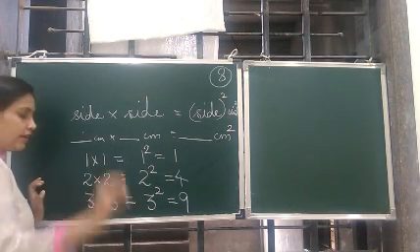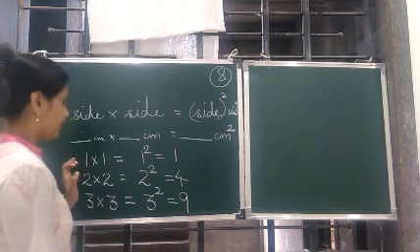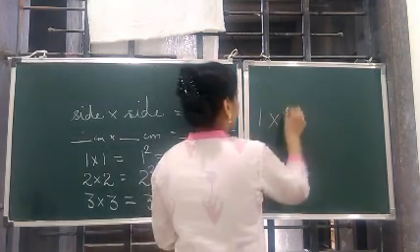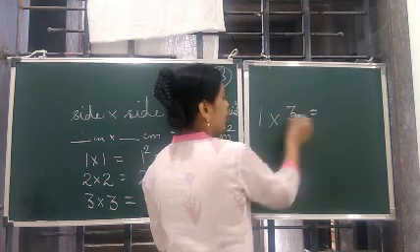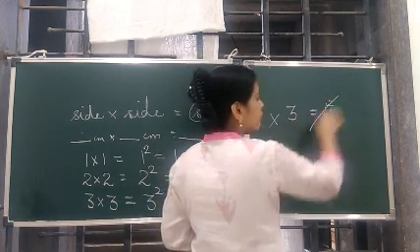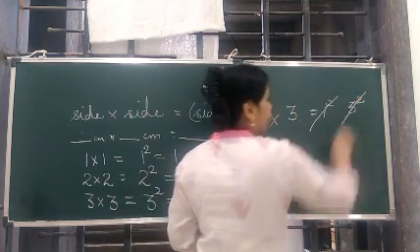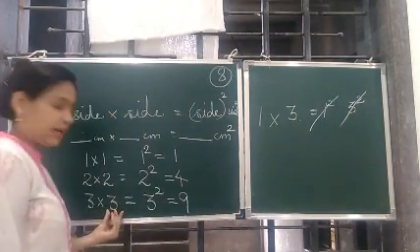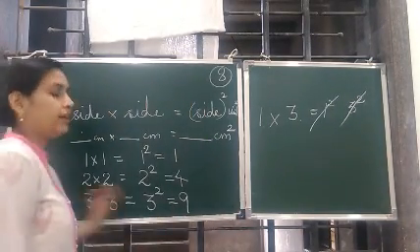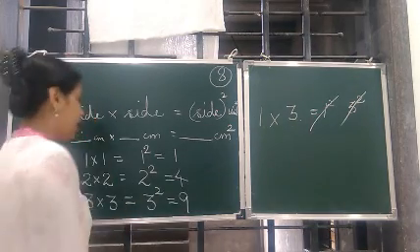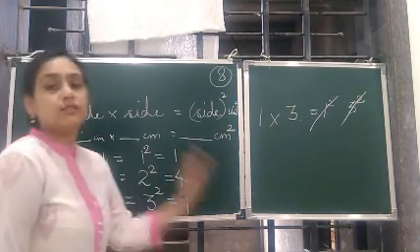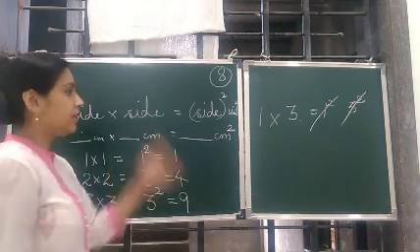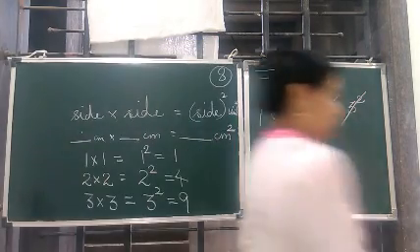Clear, children? Now, one thing I would like to tell you. Here, 1 into 3 is neither 1 square nor 3 square. Got it? You need to have the same numbers on both sides. That is 3 3s are 9, 4 4s are 16, 5 5s are 25, 6 6s are 36, 7 7s are 49, like this.